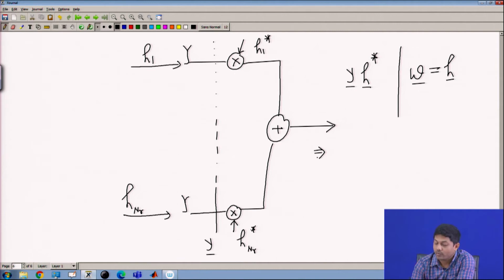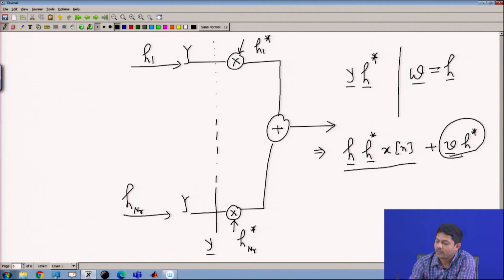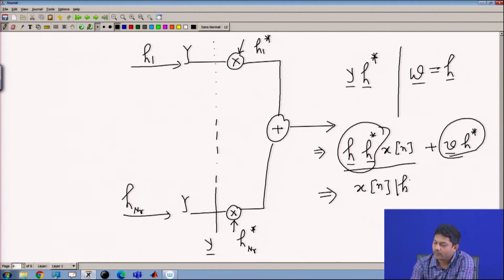So what will I get? What was your y bar? Y bar was h bar x n plus v, that is v h star, but that is okay. This is kind of an equivalent noise. So this becomes x n times your total channel's norm square. First, let us call it v 1 dash.